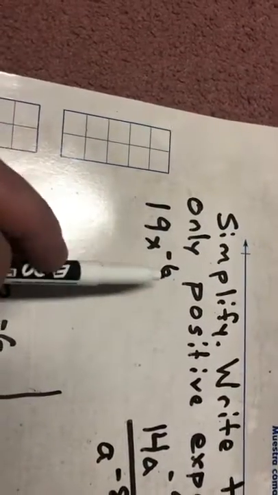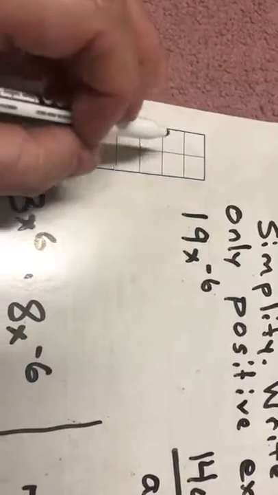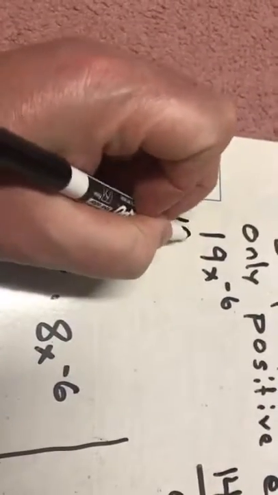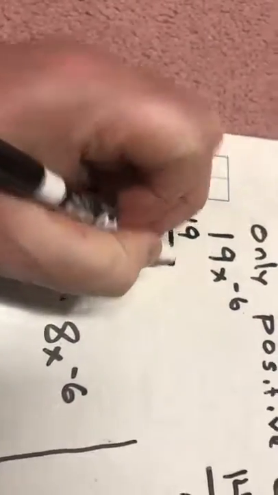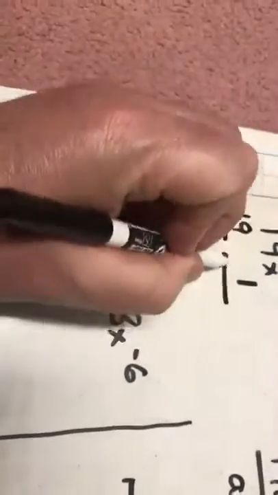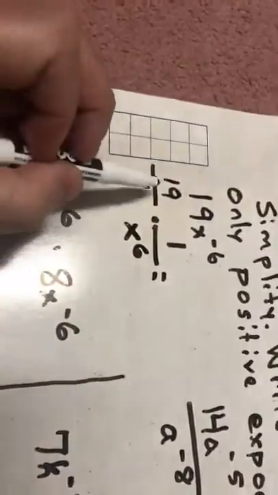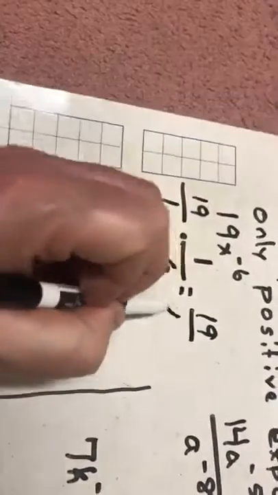So let's think 19x to the power of negative 6. Well, I can think about this. Remember, a number right next to a variable is multiplication. So I can think of this one as 19 over 1 being multiplied, and I can take my x to the power of negative 6, turn that into a fraction, 1 at the top, and x to the power of 6 at the bottom. Then I just multiply it. 19 times 1 is 19. 1 times x to the power of 6 is x to the power of 6. I get 19 over x to the power of 6.